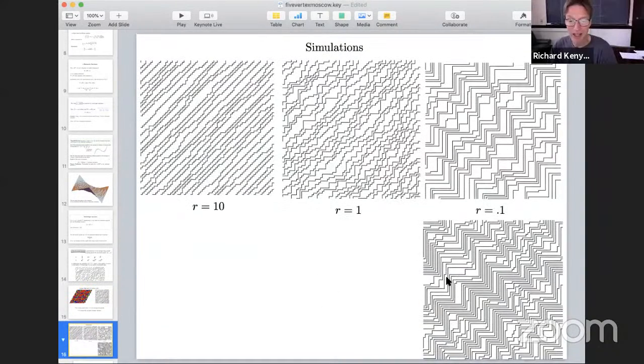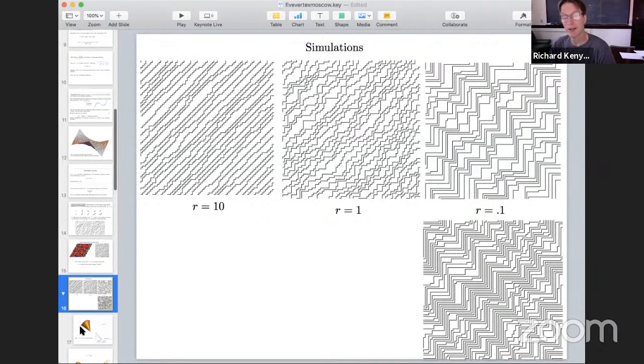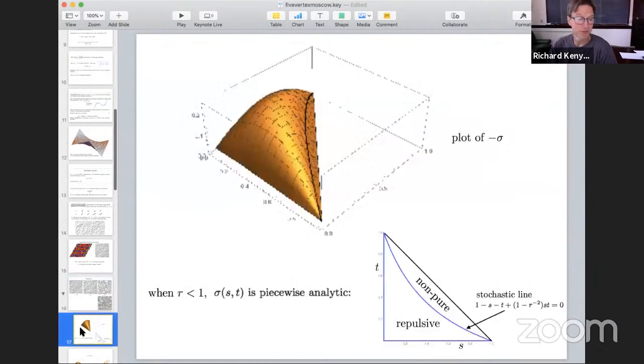Okay, and so if R is very small, there's something interesting going on when R is very small and you increase the density. That is, you increase the other two variables, x and y. Then you can sort of see in the simulation, it's not very clear, that there's some sort of large-scale structures starting to appear. You sort of see these staircase structures, and that's going to make the model different.